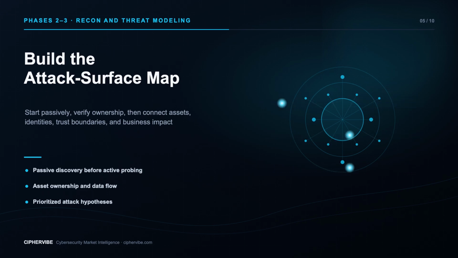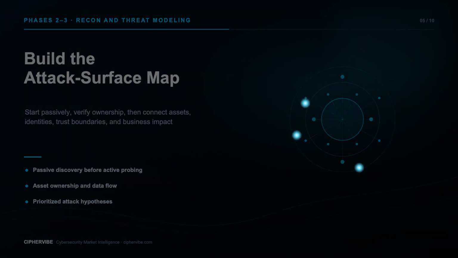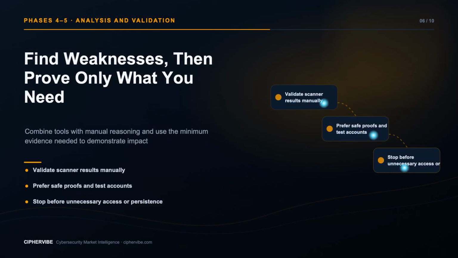Prioritize paths using likelihood, exposure, privilege, data sensitivity, operational impact, and existing controls. This is where a checklist becomes a story. Assets connect to identities, identities reach services, services protect data, and monitoring should observe the important transitions. Vulnerability analysis combines automated coverage with manual reasoning. Scanners can identify missing patches, exposed services, weak headers, configuration patterns, and known software issues.